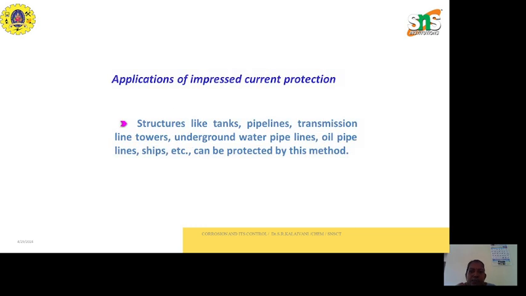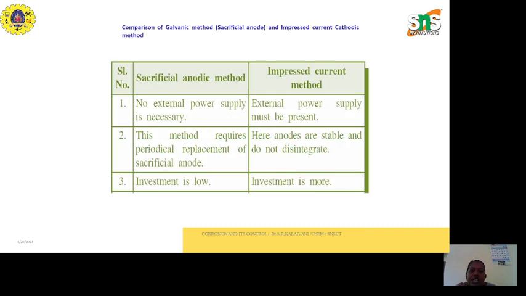Applications of the impressed current cathodic protection method: structures like tanks, pipelines, transmission line towers, underground water pipelines, oil pipelines and ships can be protected by this method. Next, the comparison of the sacrificial anodic method and the impressed current cathodic protection method. First, in the sacrificial anodic method, no external power supply is necessary. But in the ICCP, that means the impressed current cathodic method, an external power supply is needed.